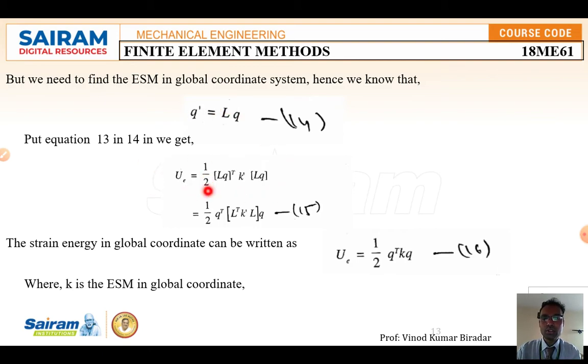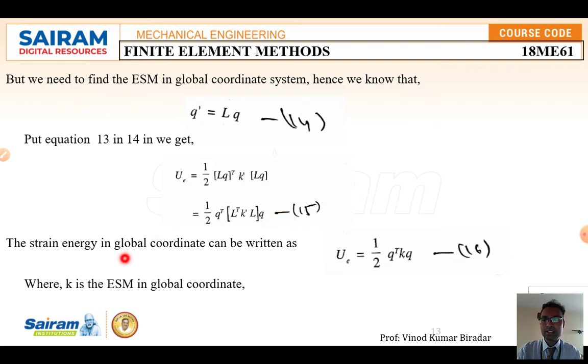U = 1/2 (L q)' transpose, so wherever q' is there, substitute here. So equation 14 should be substituted in equation 13. After simplification you are going to get 1/2 q transpose L transpose k' L q. Okay, question number 15.